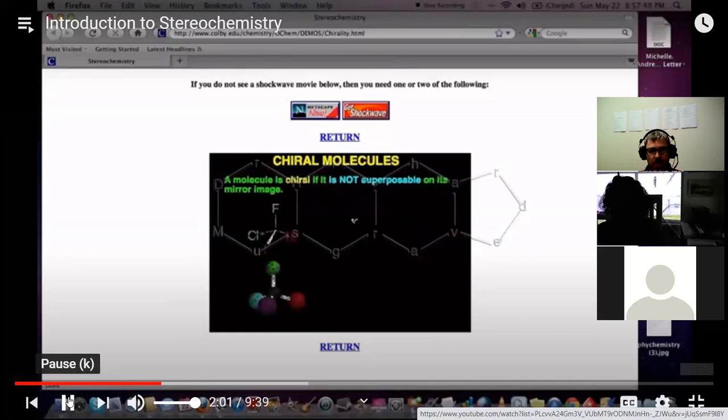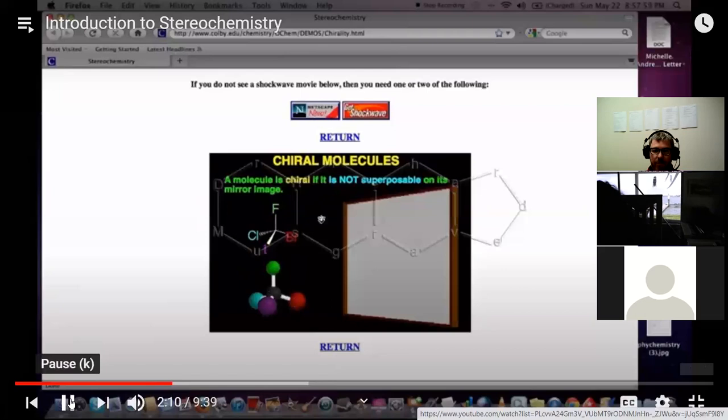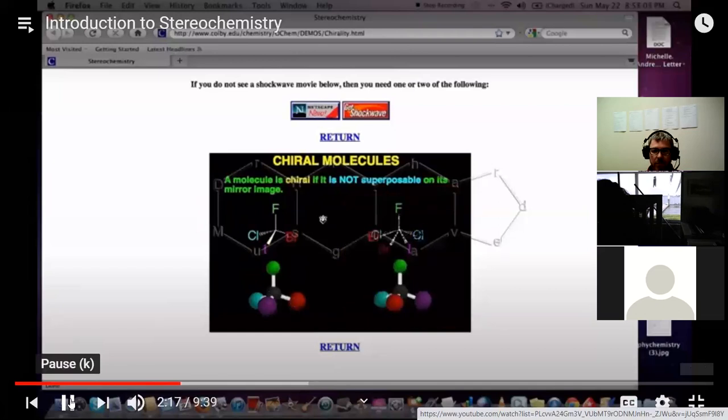Now let's take a look at a molecule that has 4 different things. And this is important. The only way you can ever get a chiral molecule is if you have 4 different things attached to the carbon atom. You'll see why in a second. We take the mirror image of that. Now if we attempt to line these two up, look what happens.